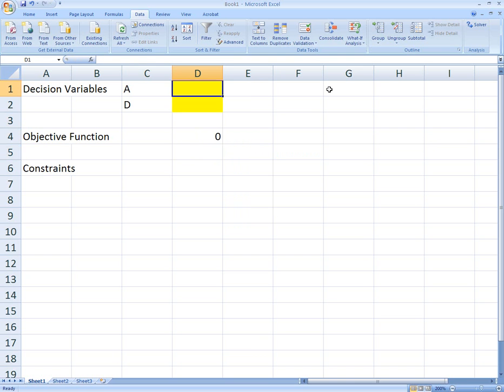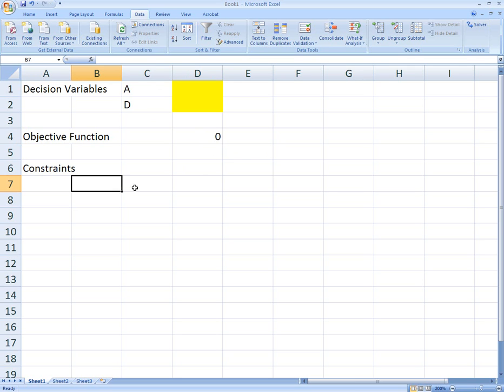So now whenever I put numbers in here, the profit is automatically computed. Okay? In a little bit I'm going to ask Microsoft Excel's Solver to manipulate D1 and D2, to find numbers for D1 and D2 that make the value in cell D4 as big as possible. Said differently, I want it to tell me what to produce to maximize my profits.